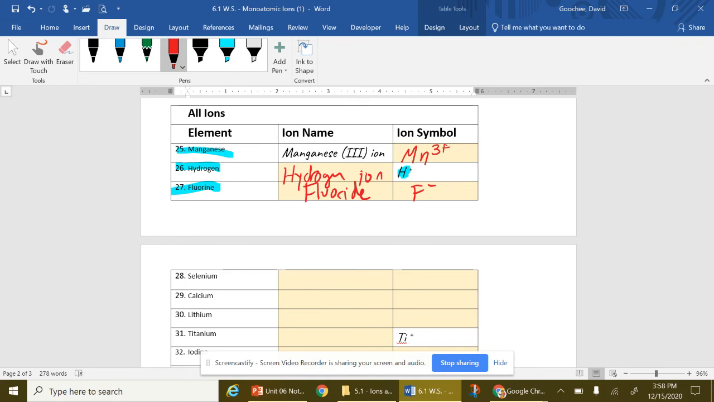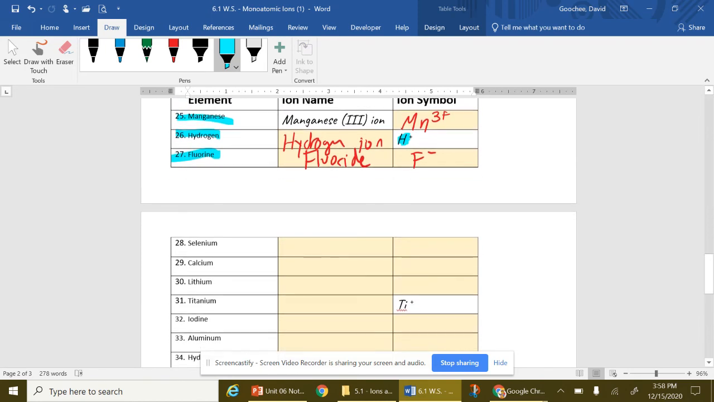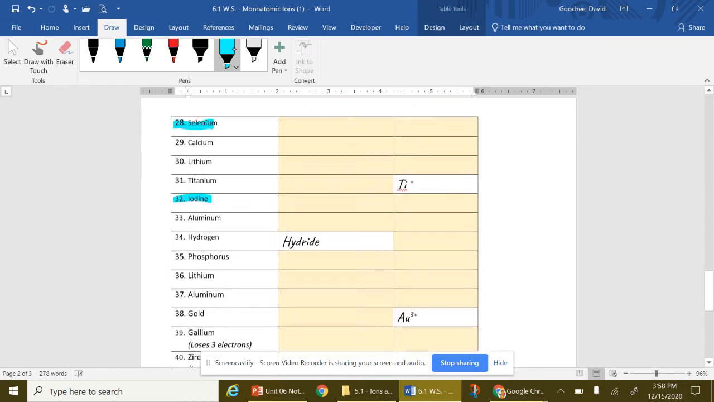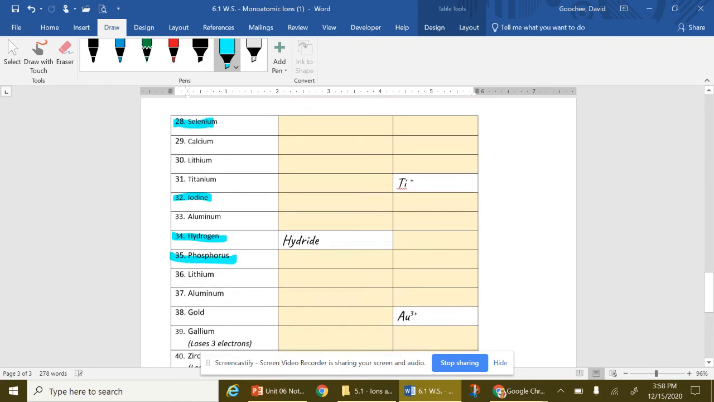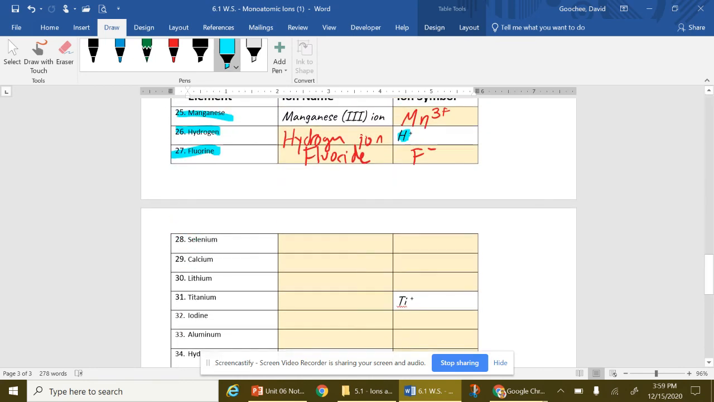In fact, probably the easier way to do this is to just jump through every problem down here and identify the nonmetals. Selenium is a nonmetal, iodine is a nonmetal, hydrogen, which is kind of a weird one, and phosphorus. So go through, do the nonmetals first, obeying the nonmetal rules, and then go through and look at the other ones.